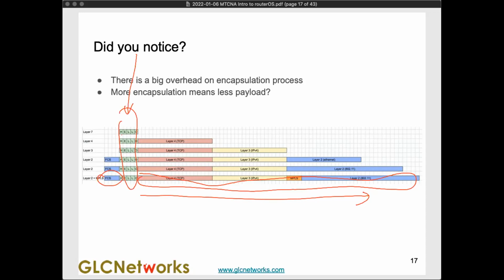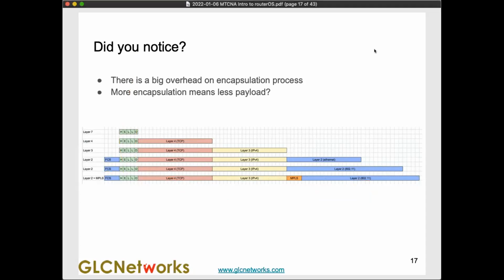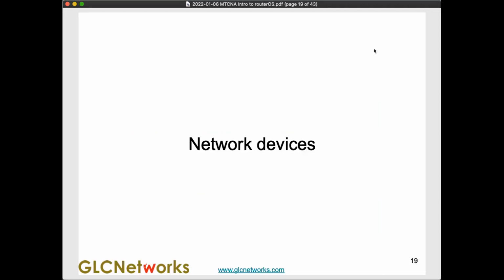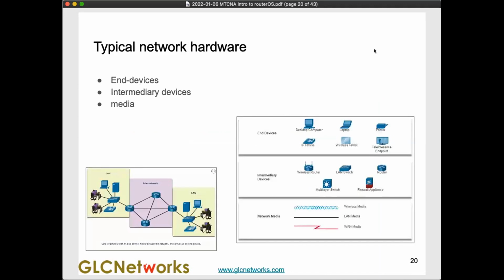Okay, so what else? Layers in internet communications in a simple manner. The technologies are more converged right now, and many applications are now based on internet protocol. That's the concept of how we do communication, and then we have network devices. Network devices typically are end devices, intermediary devices, and the media.